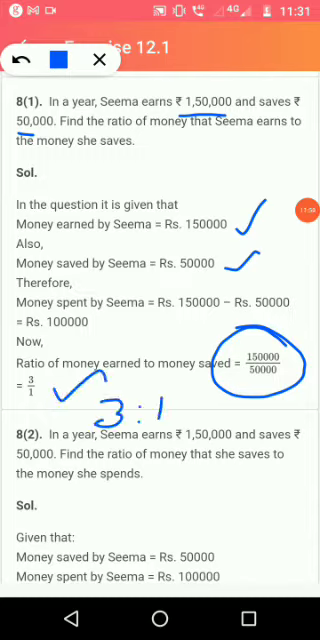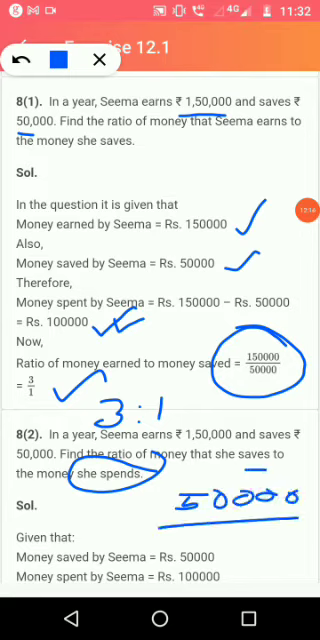Okay. Next question. Find the ratio between what she saves and what she spends. Now to find what she spends, she is saving so much. So she is spending 1 lakh. Right. So what she saves, how much she saves? She saves 50,000 to 1 lakh. So that is in the ratio of 1:2. Okay. Alright. Next.